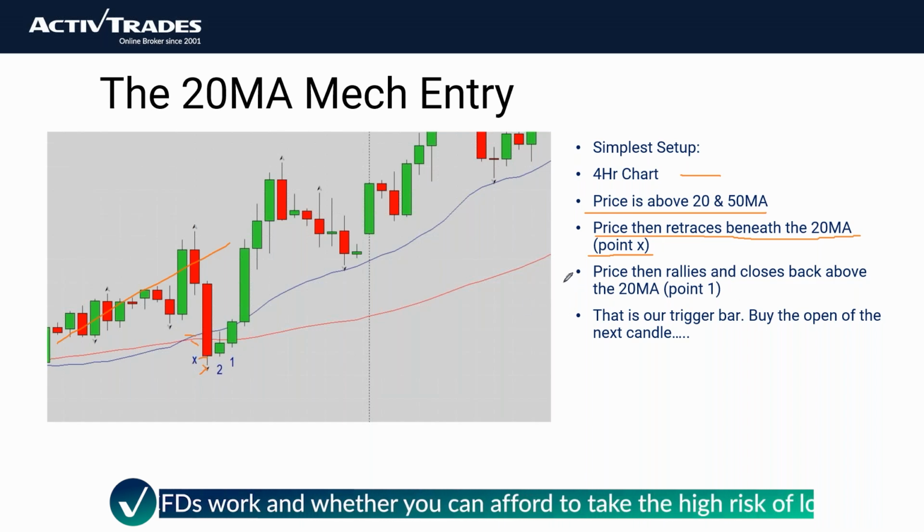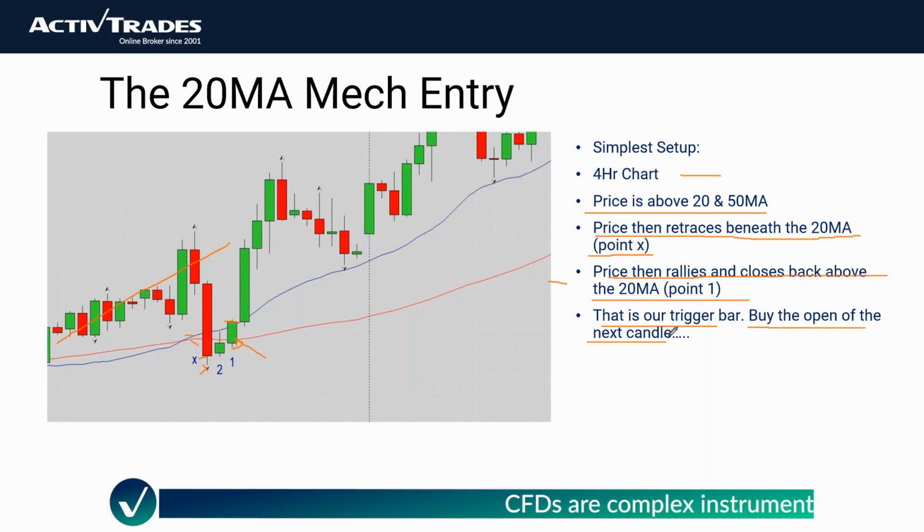But what we look for is price then rallies and closes back above the 20-period moving average, and that's this candle here. Hopefully you can see there, it closes back above the 20. That becomes your trigger bar, and what you're looking to do is buy the open of the next candle.